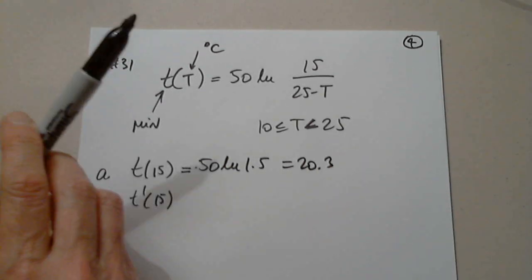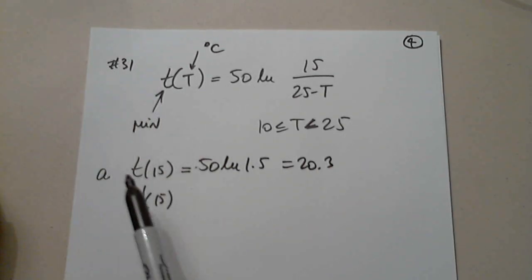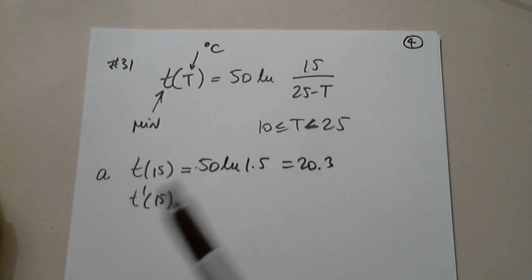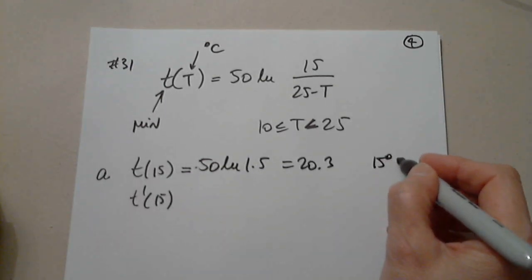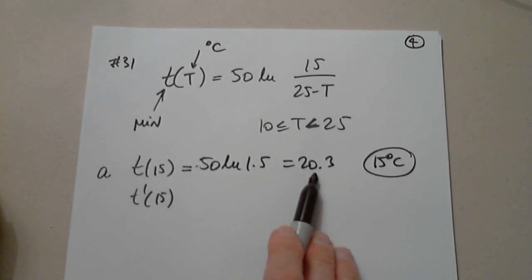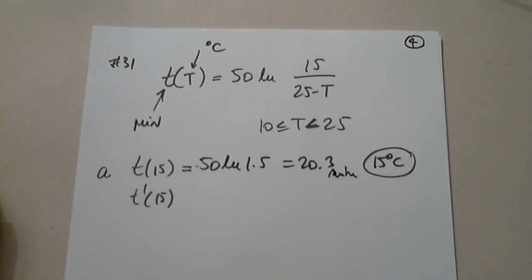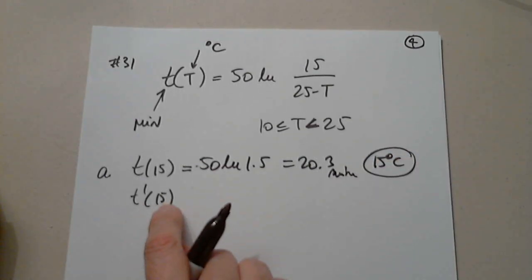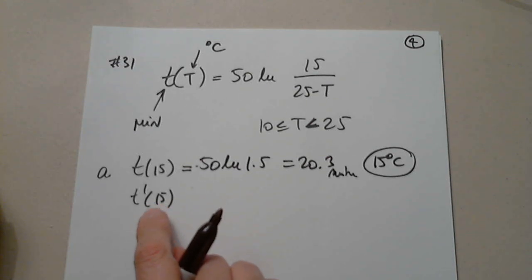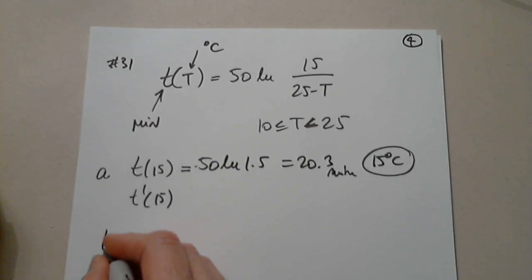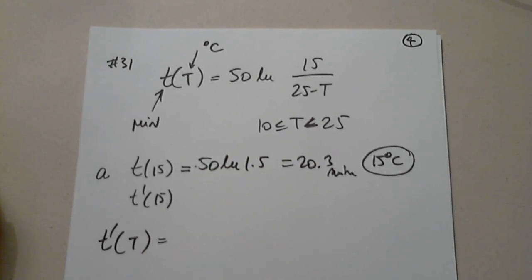Measurement unit. So 15 degrees Celsius, 20.3 minutes. Excellent. Great job. Good. Now, in order to find this, what do I have to find first? The derivative. Yes. So first we have to find this T prime of t. I don't like that, but it is what it is.